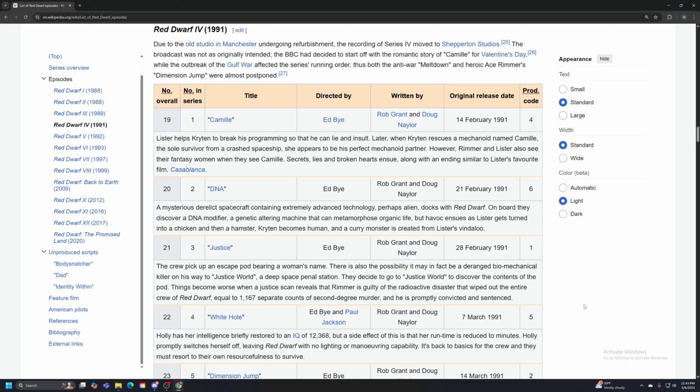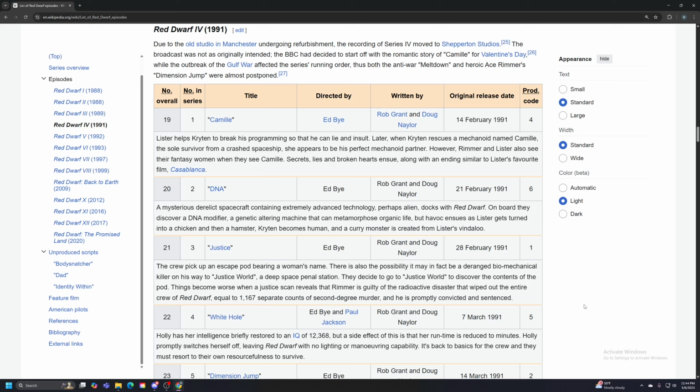Episode 2, DNA. A mysterious derelict spacecraft containing extremely advanced technology, perhaps alien, docks with Red Dwarf. On board, they discover a DNA modifier, a genetic altering machine that can metamorphose organic life. But havoc ensues as Lister gets turned into a chicken and then a hamster, Crichton becomes human, and a curry monster is created from Lister's vindaloo.